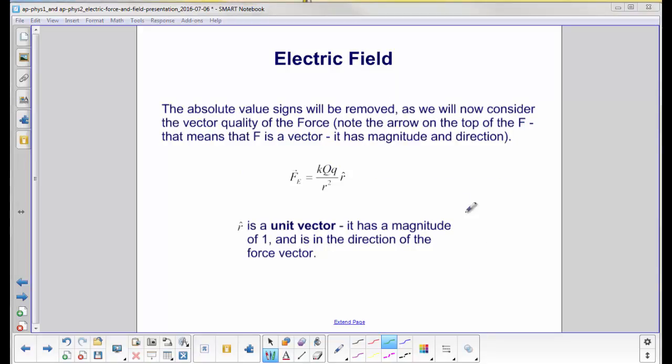We're going to remove the absolute value signs here on the charges, and we're going to consider force as a vector. You can see the arrow that we put up there. It means this is the vector. And we're going to introduce a new term, R hat. Yep, that's what looks like a hat, so we're going to call it a hat. R hat is a unit vector. It has a magnitude of 1, hence the term unit, and it's a vector, and it points in the same direction as the force vector in this case.